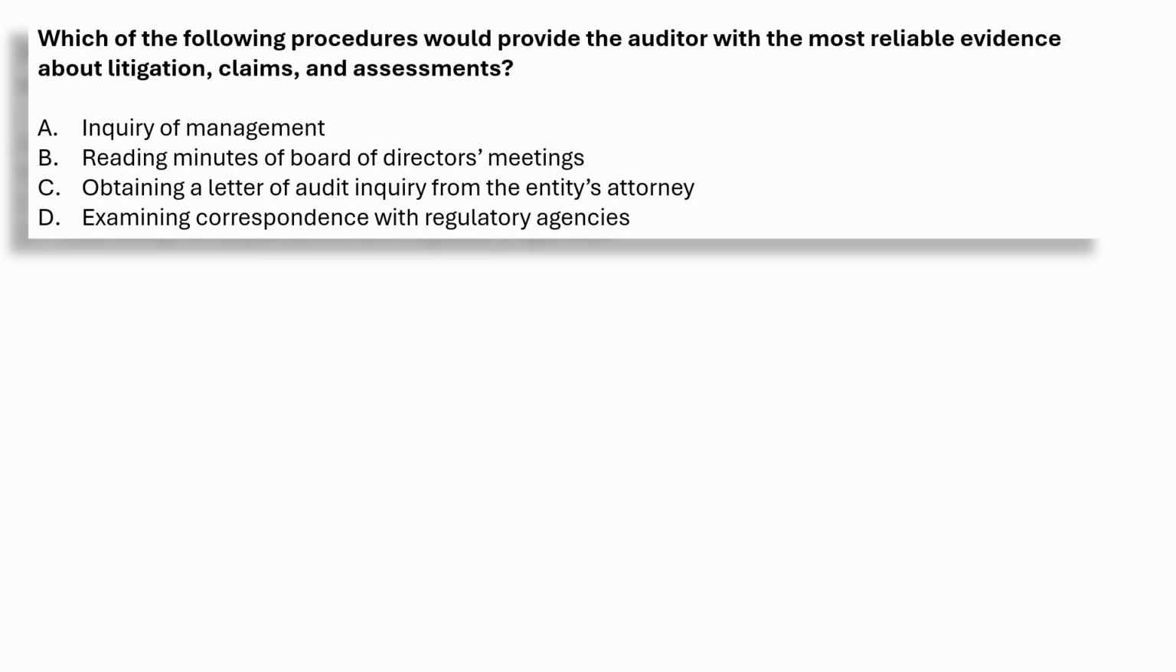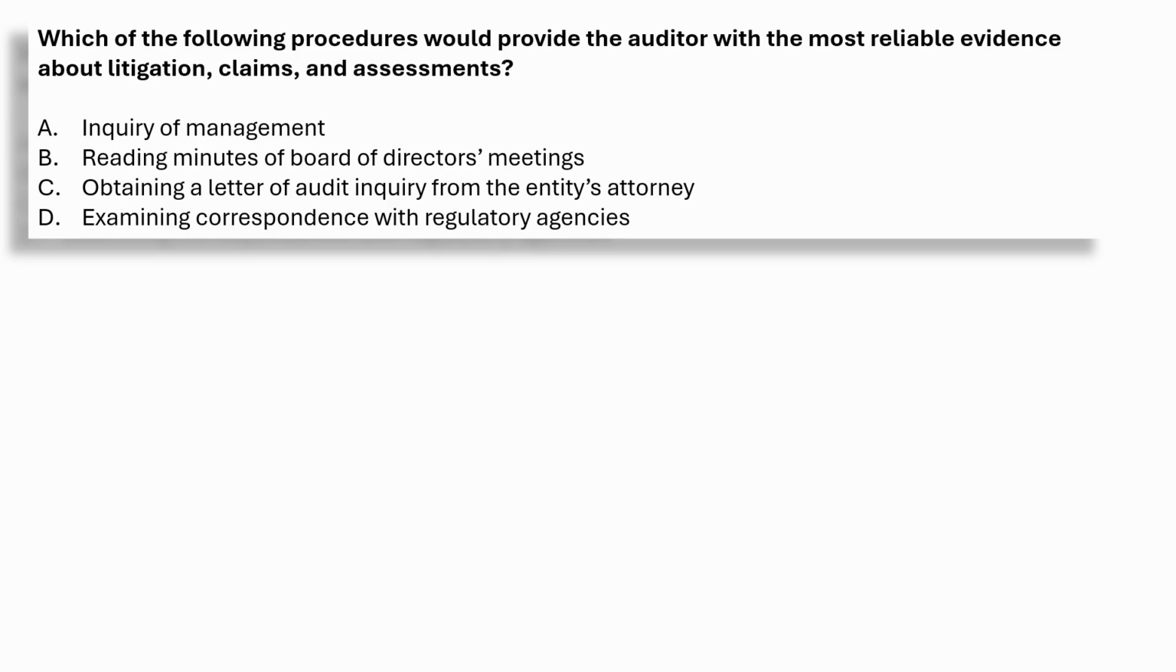All right. Question. Which of the following procedures would provide the auditor with the most reliable evidence about litigation, claims, and assessments? A. Inquiry of management. B. Reading minutes of Board of Directors meetings. C. Obtaining a letter of audit inquiry from the entity's attorney. D. Examining correspondence with regulatory agencies. The best answer is C. Obtaining a letter of audit inquiry from the entity's attorney.